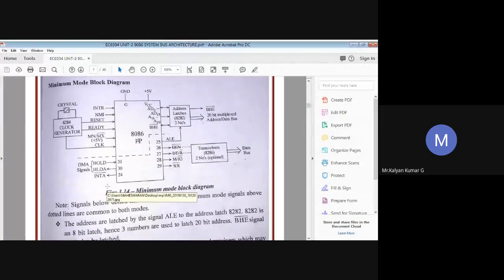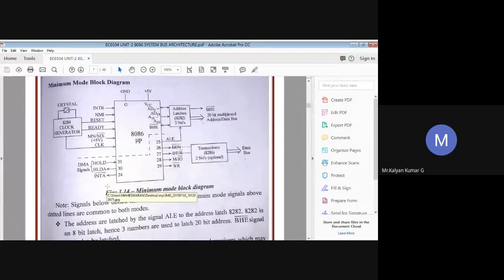And this is a typical schematic diagram of a minimum mode configuration. As I said previously, in minimum mode we'll have only one CPU, one processor. Which means the processor itself will generate all the required bus control signals, and there is no need for any external bus controller here in minimum mode.